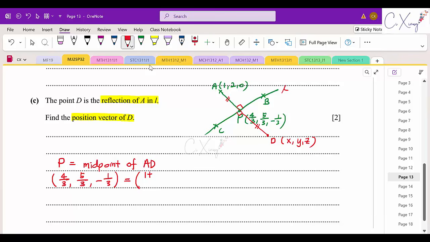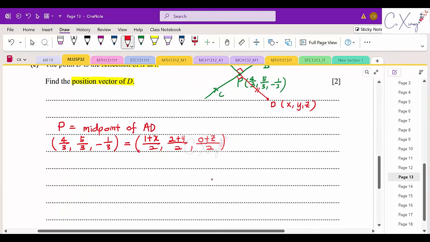I will be having 1 plus X, because I don't know what the X coordinate for D is, so I just put it as X, divided by 2. Y will be 2 plus Y divided by 2, and also 0 plus Z divided by 2. Then of course you have to compare X coordinate with the X coordinate and see what we get.